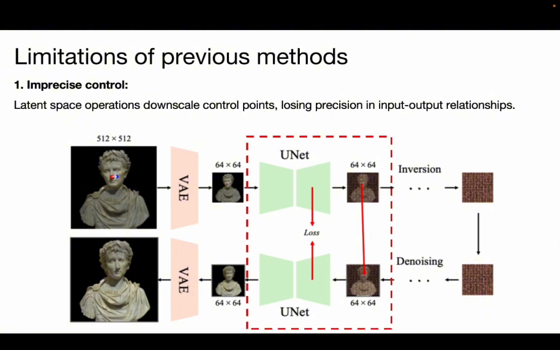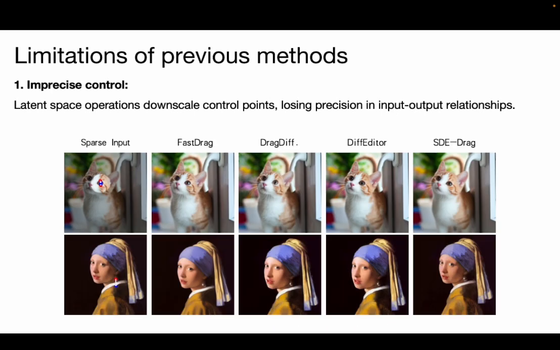Let's look at some concrete examples of this imprecise control limitation. Here we have 2 seemingly simple editing tasks: making a cat close its eyes and elongating an earring. Intuitively, these should be straightforward edits requiring only minor local modifications. However, as you can see, all existing methods fail to achieve these precise edits. This failure stems directly from their reliance on latent space operations, where spatial downscaling prevents fine-grained control.